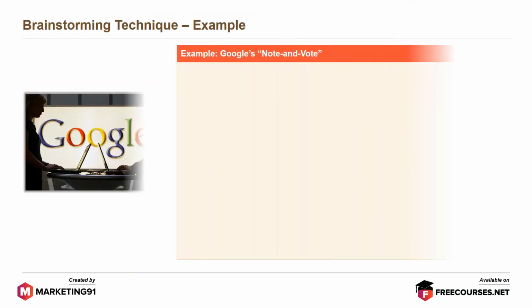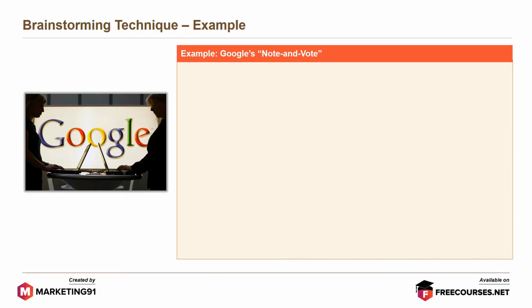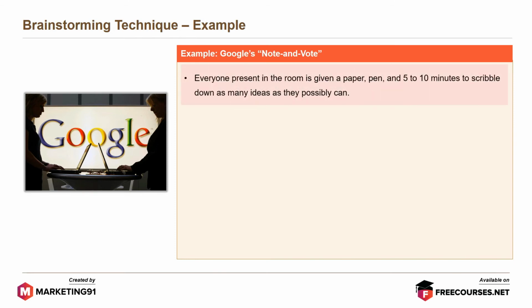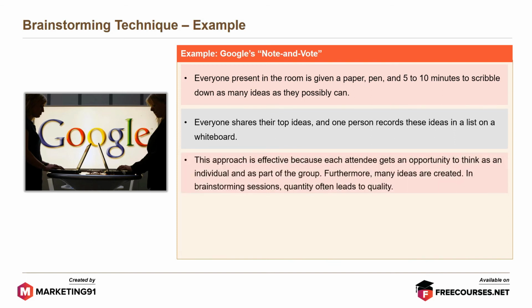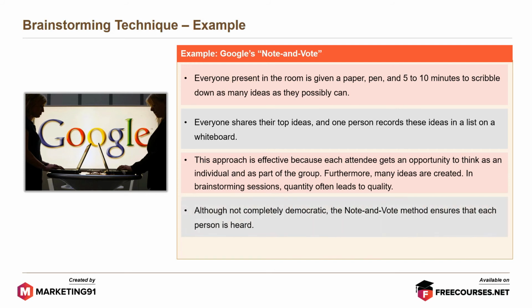Let us take an example of Google's Note and Vote on how they adopt brainstorming. Everyone present in the room is given a paper, pen, and 5 to 10 minutes to scribble down as many ideas as they possibly can. Everyone shares their top ideas, and one person records these ideas in a list on a whiteboard. This approach is effective because each attendee gets an opportunity to think as an individual and as part of a group. Furthermore, many ideas are created. In brainstorming sessions, quantity often leads to quality. Although not completely democratic, the note and vote method ensures that each person is heard.